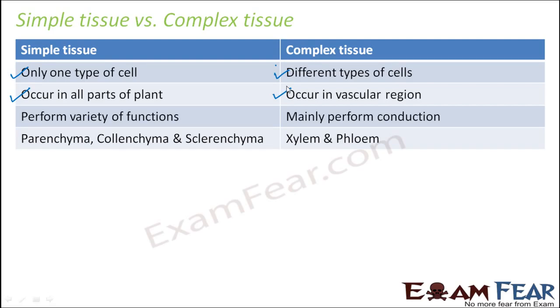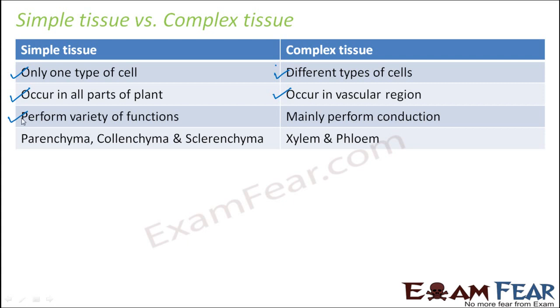Vascular bundle is basically xylem and phloem, which are complex tissue. Even in xylem and phloem we see xylem parenchyma, phloem parenchyma, and phloem fibers, which are nothing but sclerenchyma. So the simple tissues are present everywhere, but complex tissue, that is xylem and phloem, are present only in the vascular region and nowhere else.